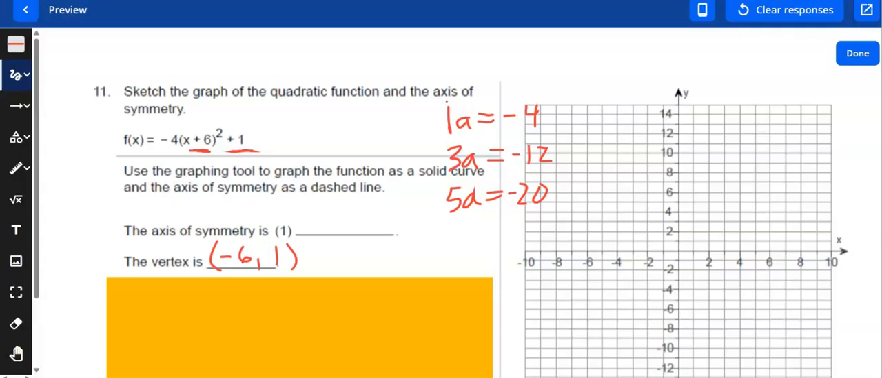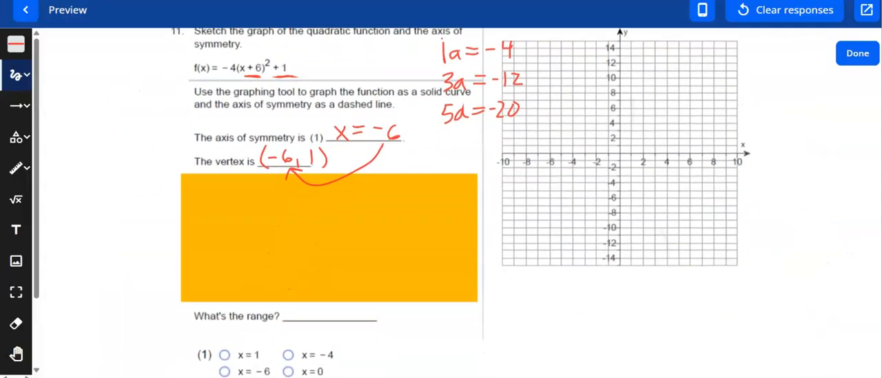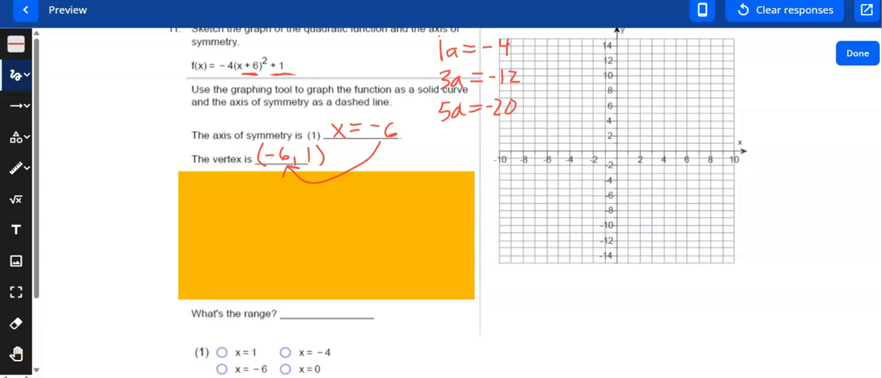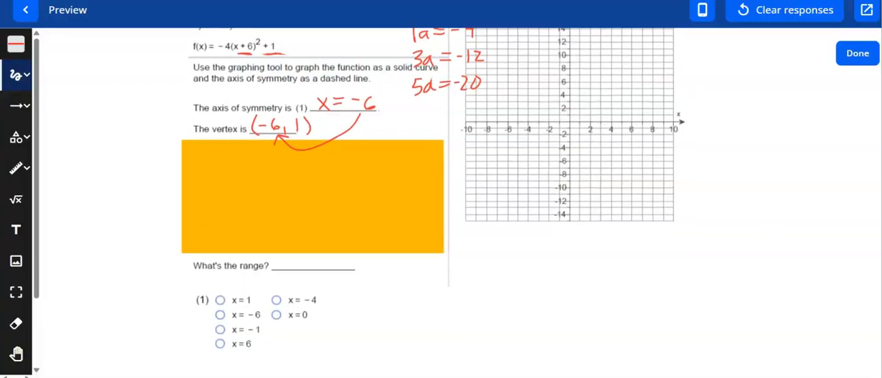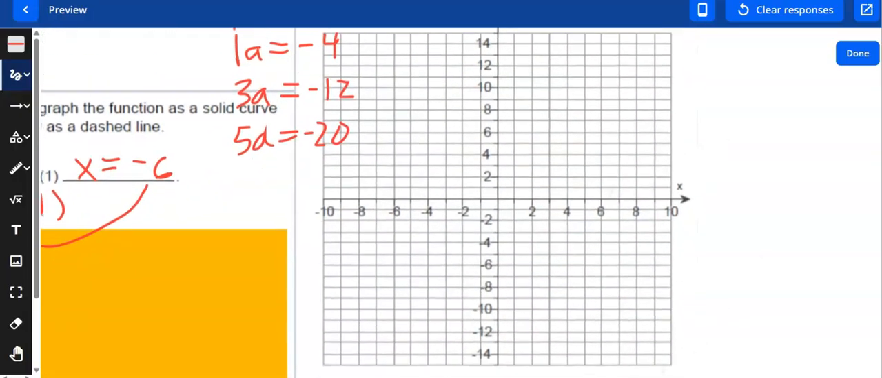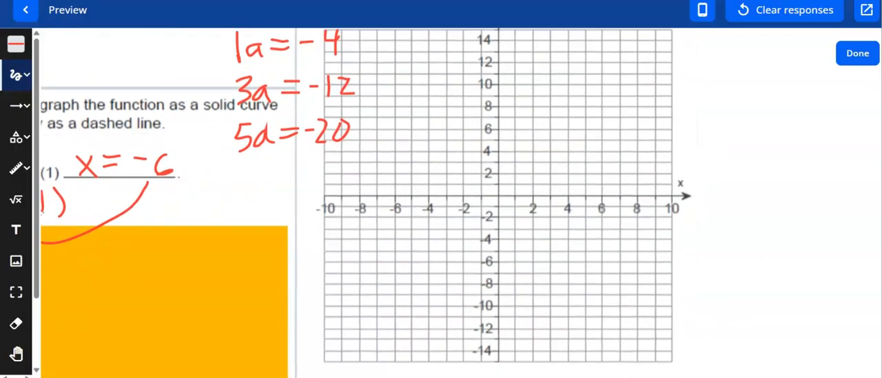We shall see. Axis of symmetry, x equals negative 6, right? Remember, it matches this one right here, that number. So let's see. And you can see down here they have that multiple choice answer down there. Well, let's take a look at the actual picture. Then we'll talk about range.